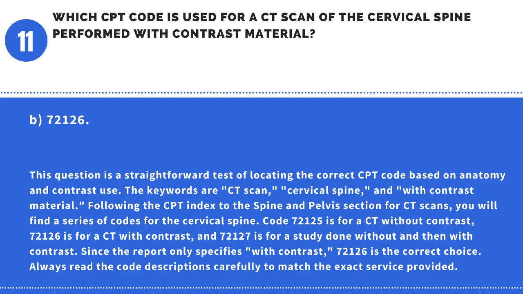Following the CPT index to the spine and pelvis section for CT scans, you will find a series of codes for the cervical spine. Code 72125 is for a CT without contrast, 72126 is for a CT with contrast, and 72127 is for a study done without and then with contrast. Since the report only specifies with contrast, 72126 is the correct choice. Always read the code descriptions carefully to match the exact service provided.